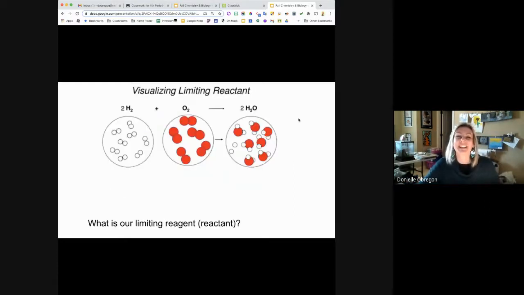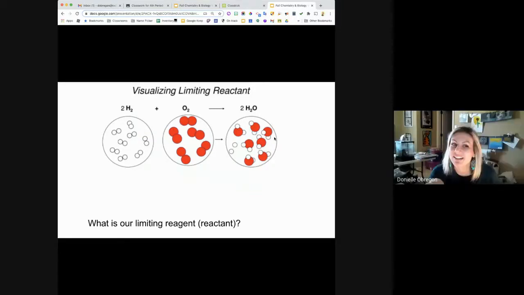Let's take another look. Visually, I've got some hydrogens in white, some oxygens in red. I want to know what's my limiting reagent or my limiting reactant. Take a look on the right. What do you have extra of? Red. Okay, which one's limiting us?